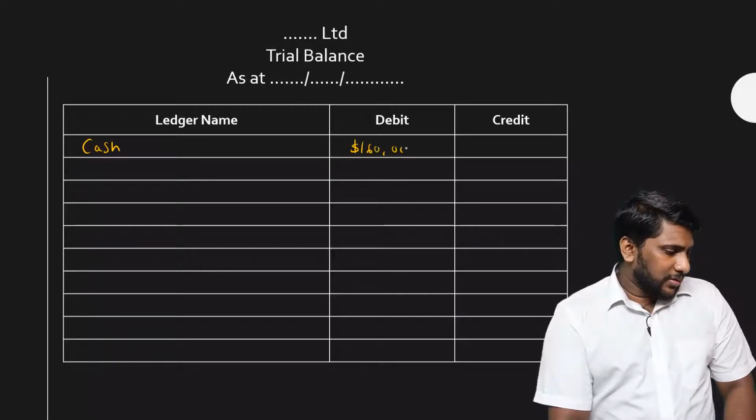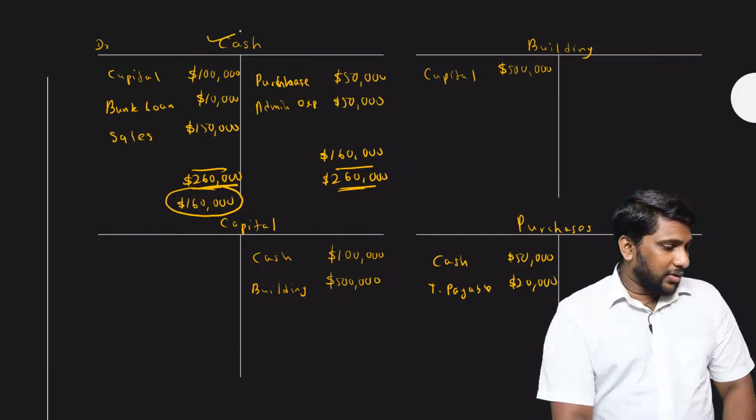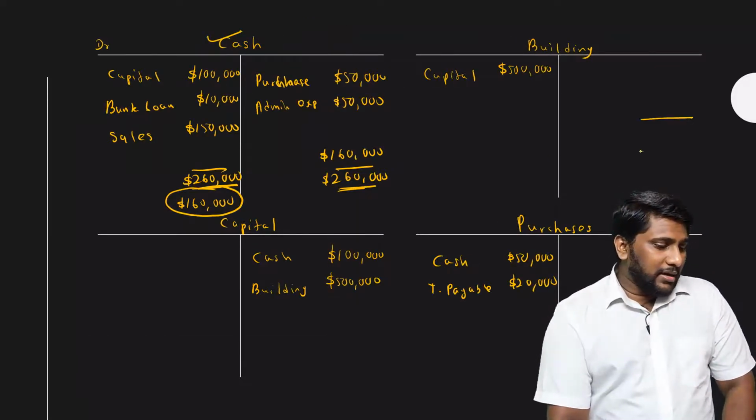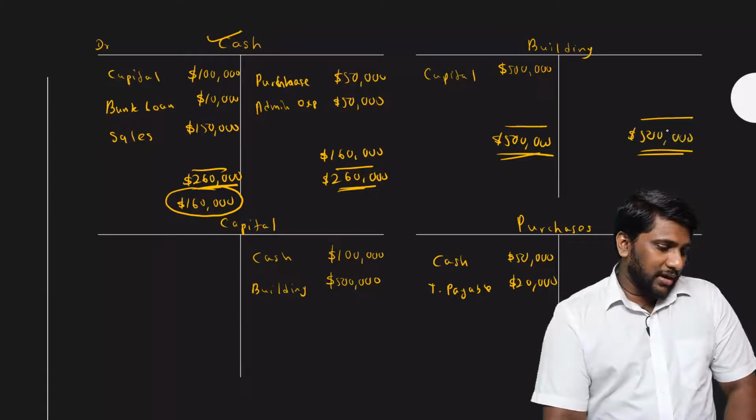160,000. So this is X Limited's trial balance as at 31st December 2020. So that is done. My cash account is done. Next one is my built-in account. So built-in is an asset. Asset balances should be there in your debit side. So let's balance the account: 500,000.